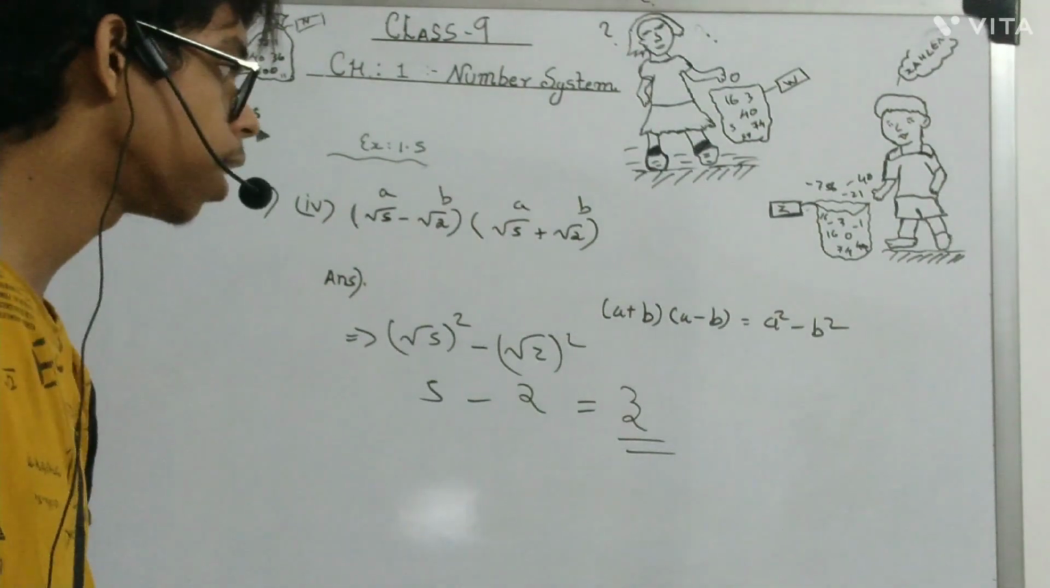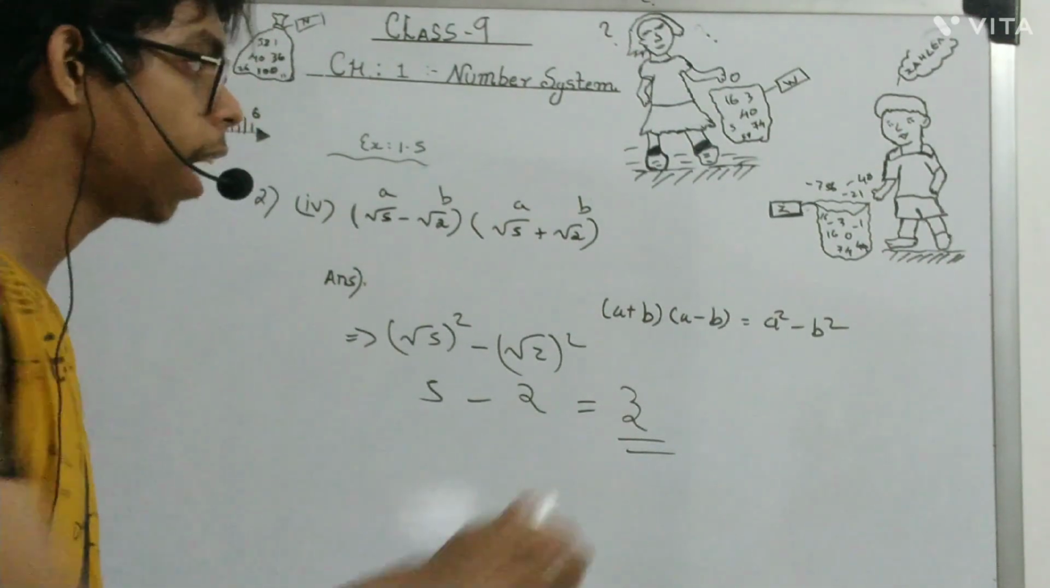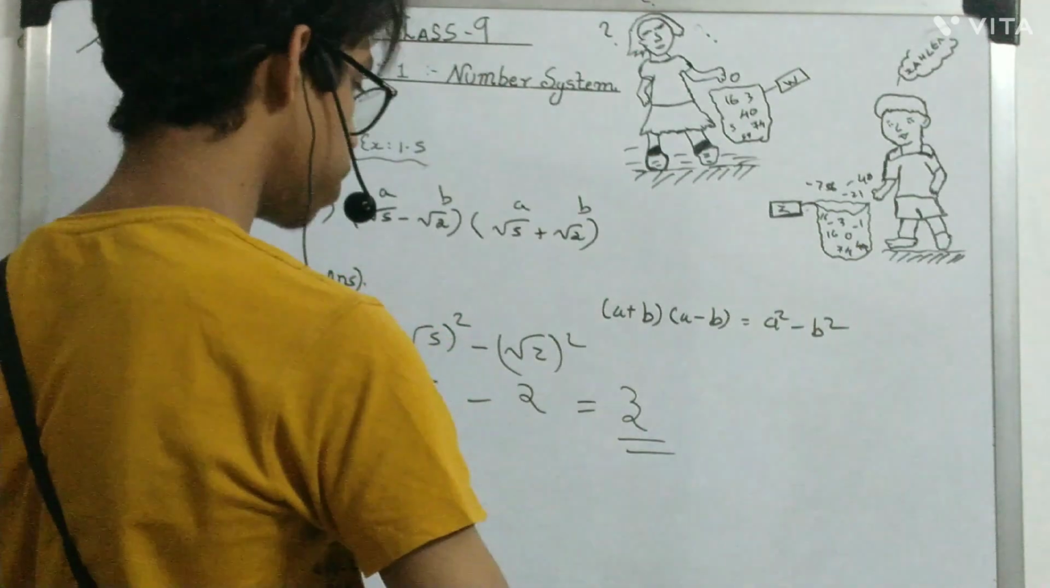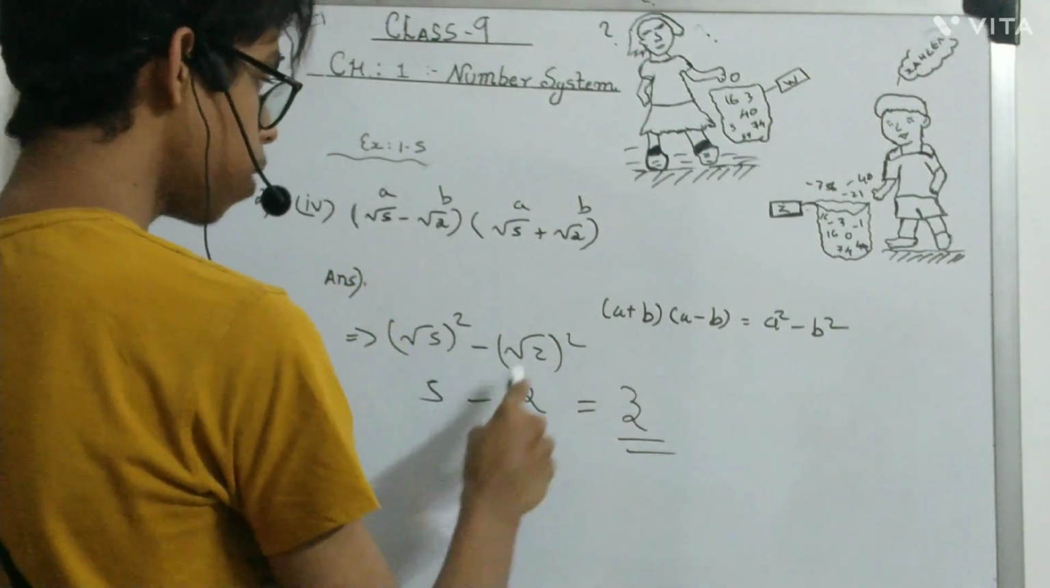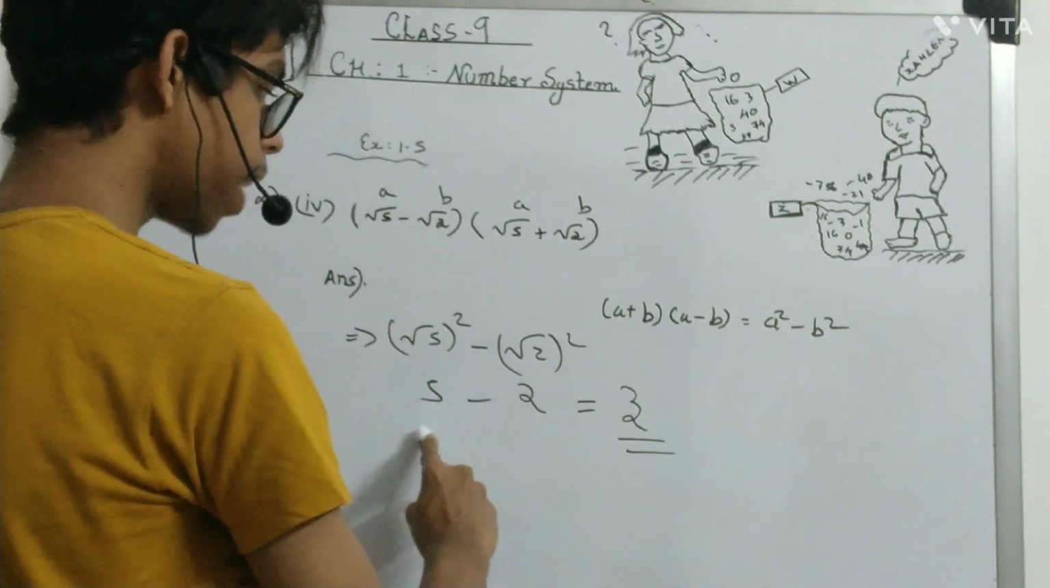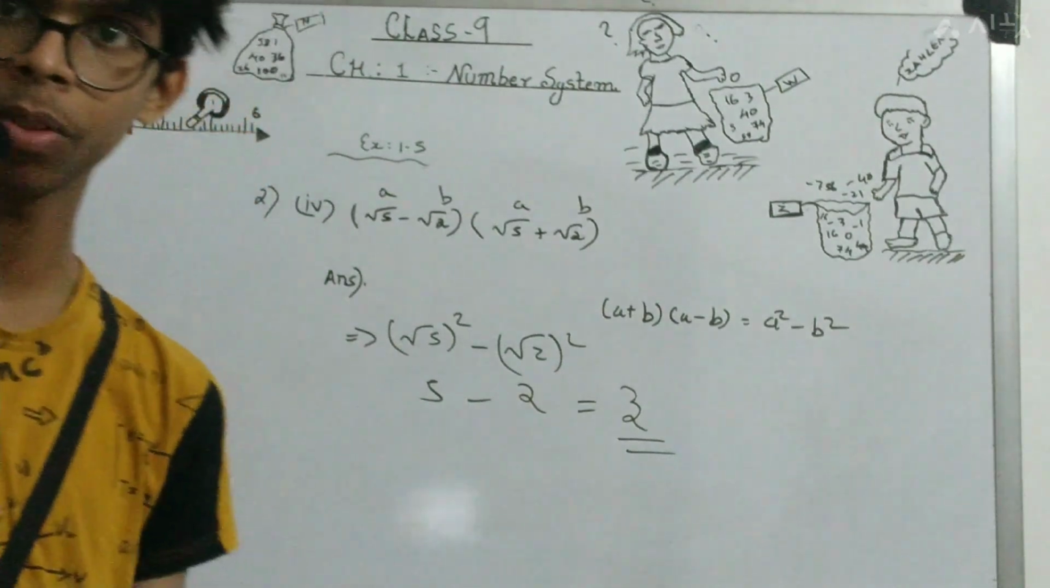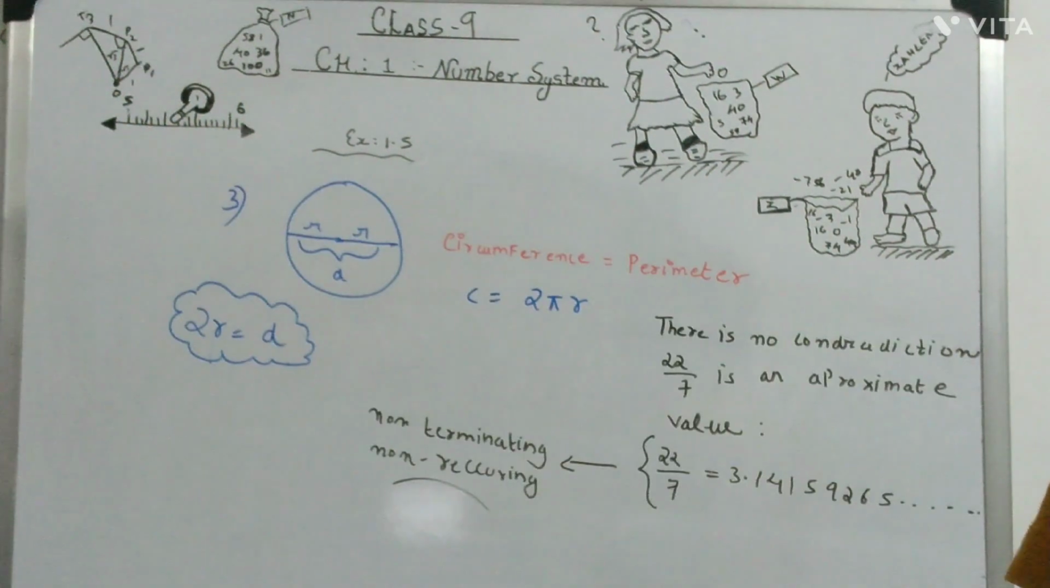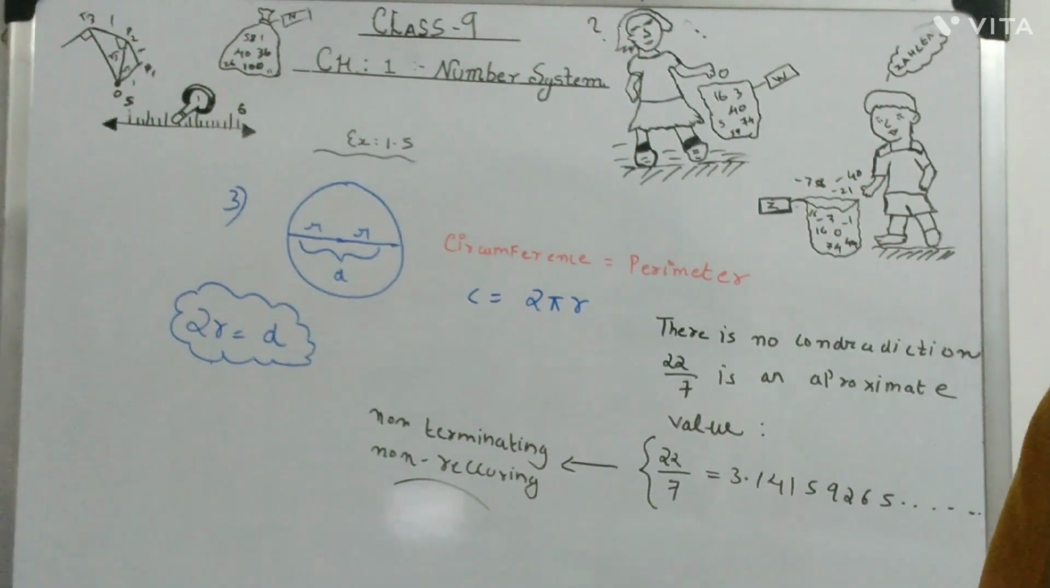Here we are using our identity (a plus b) into (a minus b), that is a square minus b square. Root 5 the whole square is 5, root 2 the whole square is 2, so we will get 5 minus 2 as 3. Okay, so now let us move on to our third question.